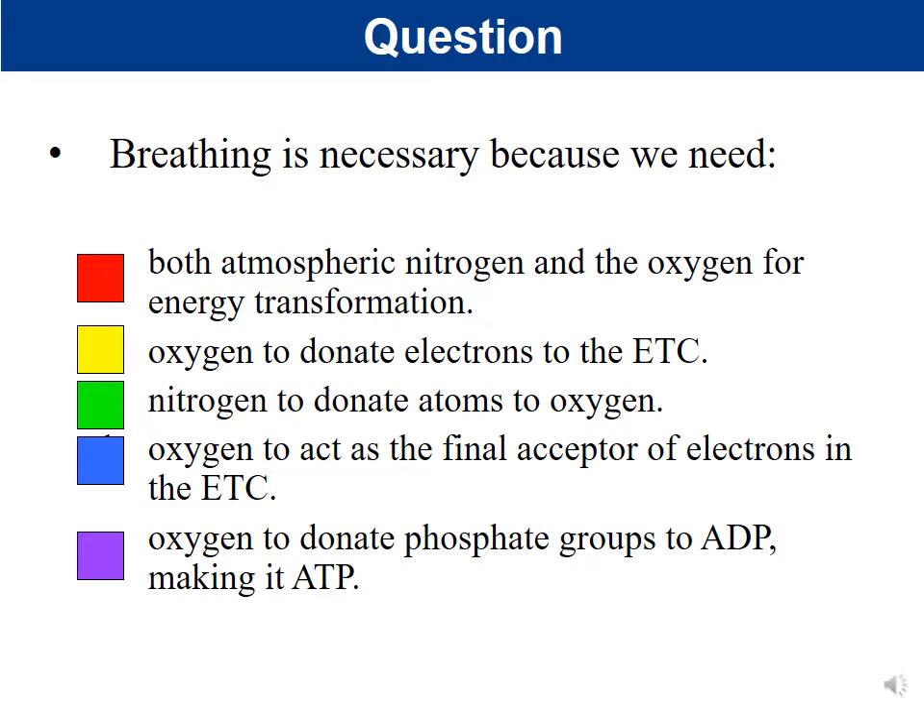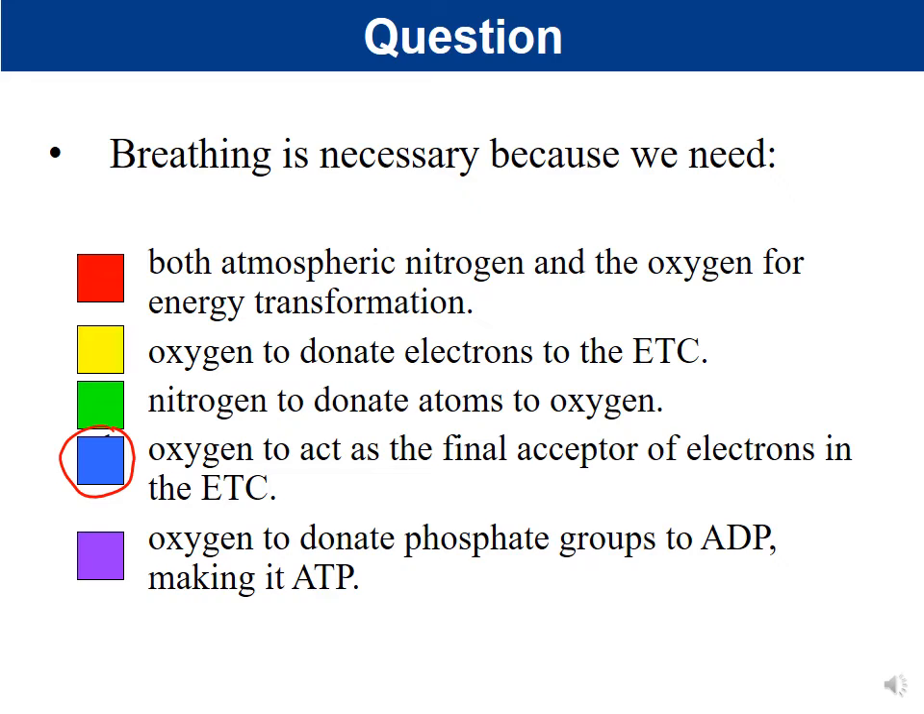If you said blue, you are correct. Breathing is necessary because we need oxygen to act as the final electron acceptor in the electron transport chain. That's what's going to take the electrons from the chain, and that allows the electron transport chain to occur because we need the electrons to be able to move in order to pump hydrogens against the gradient and then to make ATP. So we need to breathe because we need O2, oxygen, as our final electron acceptor.